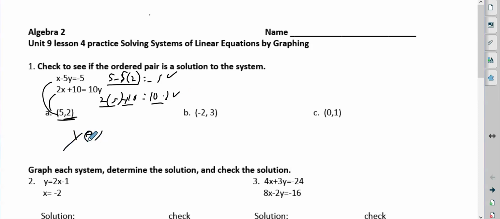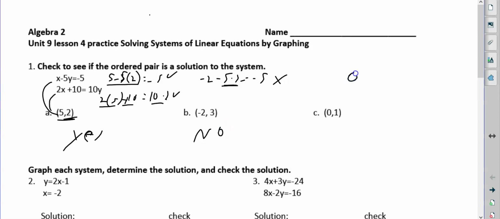All right. Same thing here, negative 2 and 3. So we're going to plug in negative 2 for B. Always be careful with negatives, especially plugging into subtraction formulas. So this is going to be negative 2 minus 5 times 3 equals negative 5. So this is negative 15. So negative 2 minus 15 is negative 17. That's not negative 5. So that's not true. And you can stop. You don't have to prove both of them wrong, because if one of them's wrong, it can't be a solution that's common.